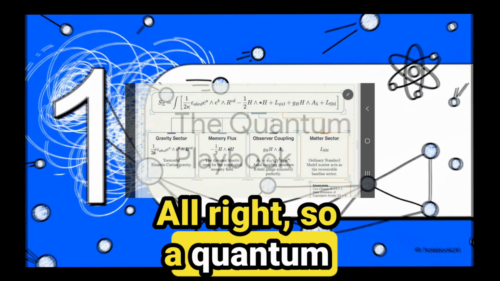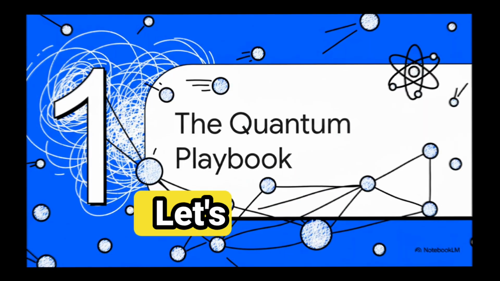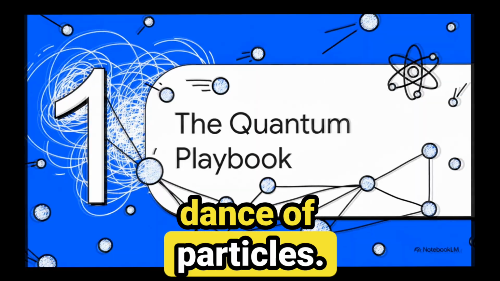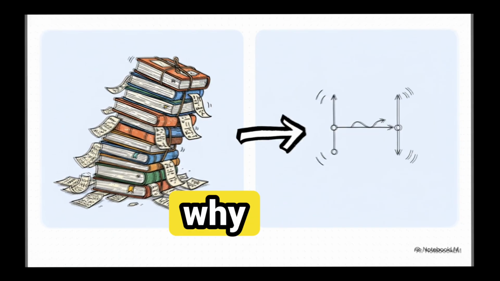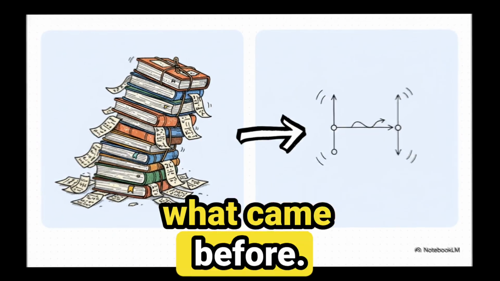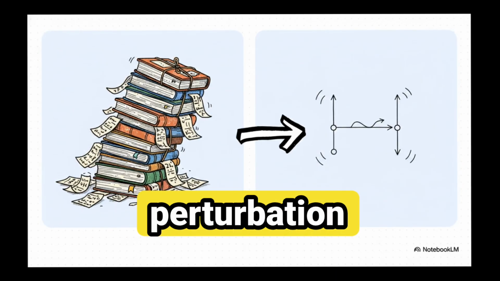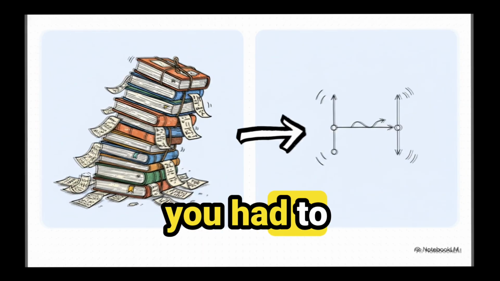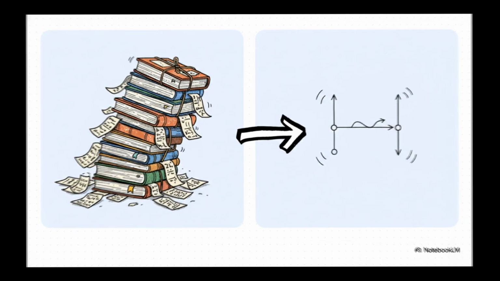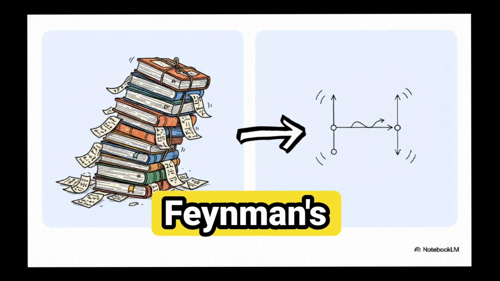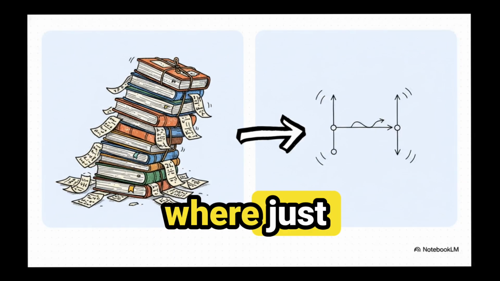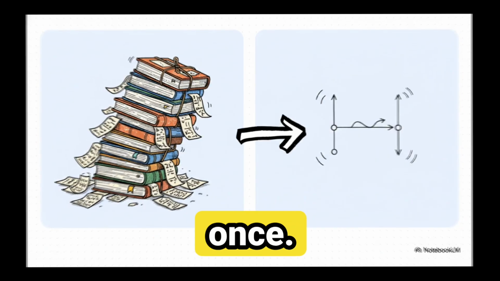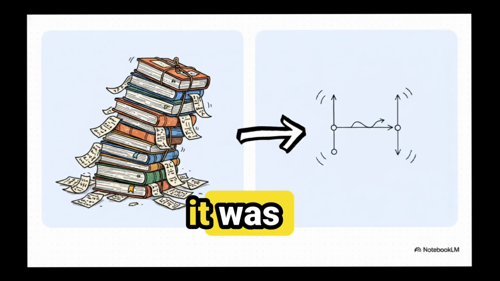All right, so a quantum playbook. How does it actually work? Let's dive in and break down how this simple little sketch organizes the whole complex dance of particles. Okay, to really get why this was such a game changer, you gotta know what came before. Physicists used something called perturbation theory. And trust me, it was a nightmare of bookkeeping. For every single event, you had to track countless mathematical terms. It was messy. Feynman's genius was to create a system where just one of his diagrams could represent a whole bunch of those clunky, messy terms all at once. It wasn't just a simplification, it was a revolution.